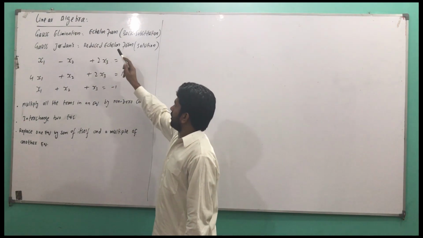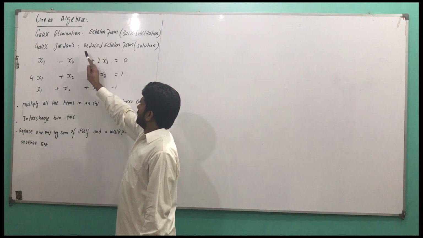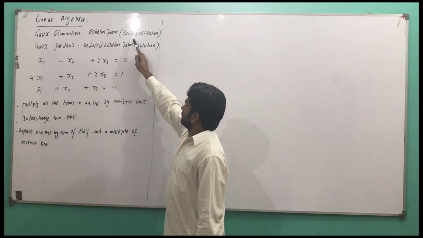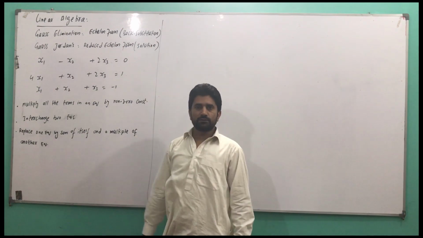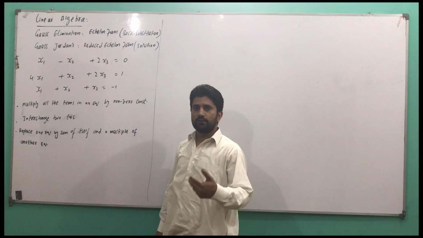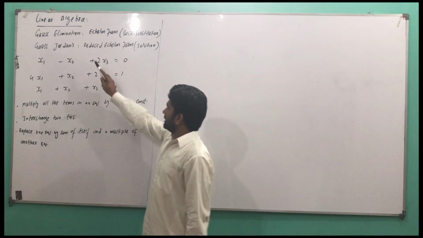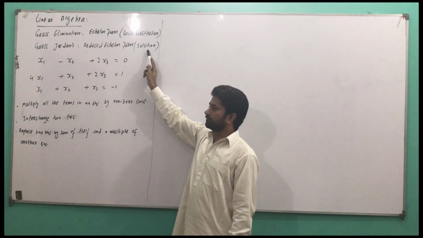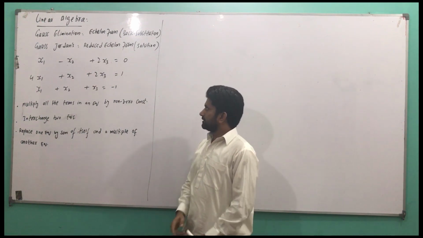What is the advantage of echelon form and reduced echelon form? In echelon form, you have to do back substitution at the end to find the values of x2 and x1, whereas reduced echelon form immediately gives you the solution. Let's do one example.